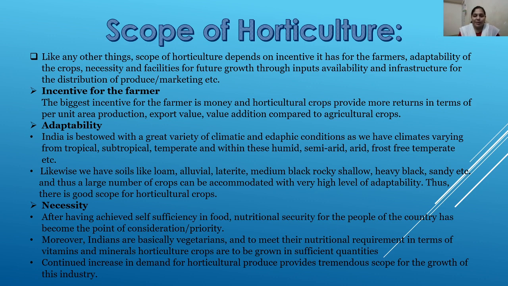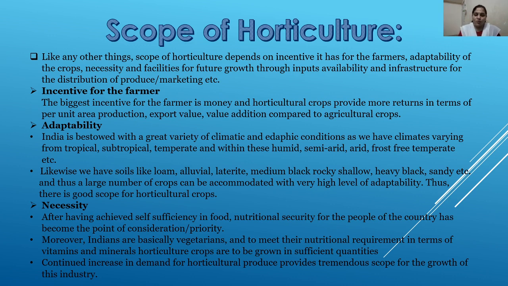Not only the climatic conditions, but the soils which are found in the Indian subcontinent are the loam type of soils, alluvial soils, laterite soils, medium black, rocky, shallow soils, heavy black soils, sandy soils, etc. And all these types of soils can accommodate a very high level of adaptability. Thus, there is a very good scope for the horticultural crops.